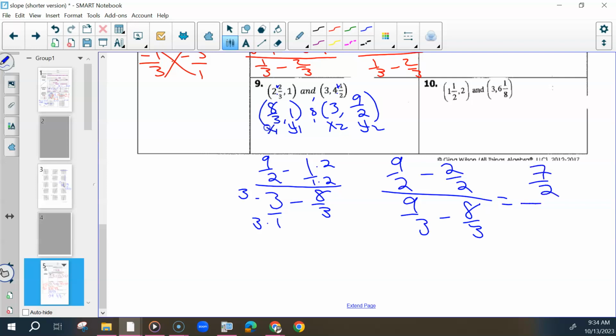Seven halves and 1/3. And then that last step, take the bottom denominator fraction, flip it, multiply it to both pieces. So that our final answer is 21/2.